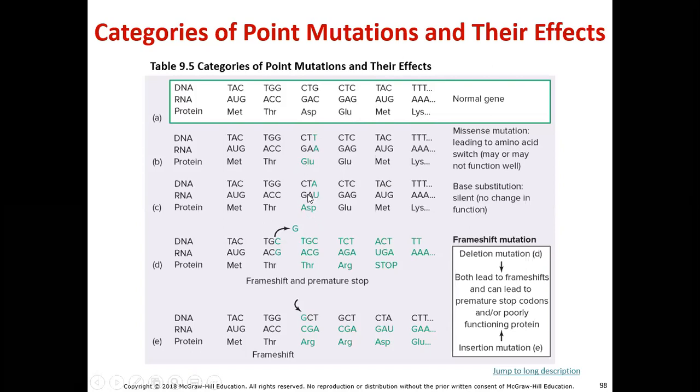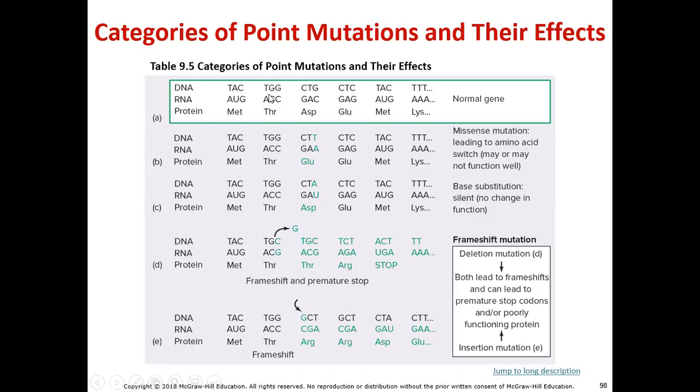So even though the codon is different, remember there's redundancy in the code. What's important is the first two codons. The third one, we have what we call wobble. It can be different and still give us the same amino acid. So this is a silent mutation. It doesn't really cause any change in function.